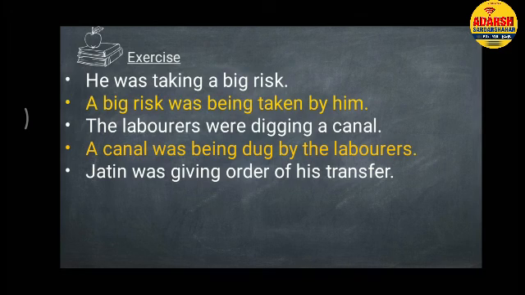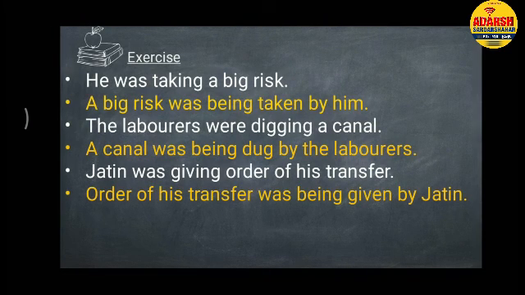Now we are going to put the verb's third form, given, in place of giving, and we change the helping verb also. As I told you, in passive we use was plus being plus verb's third form. So we are going to use was being, and we remove the verb's fourth form and use the verb's third form. Now let's see its passive, which is order of his transfer was being given by Jatin.